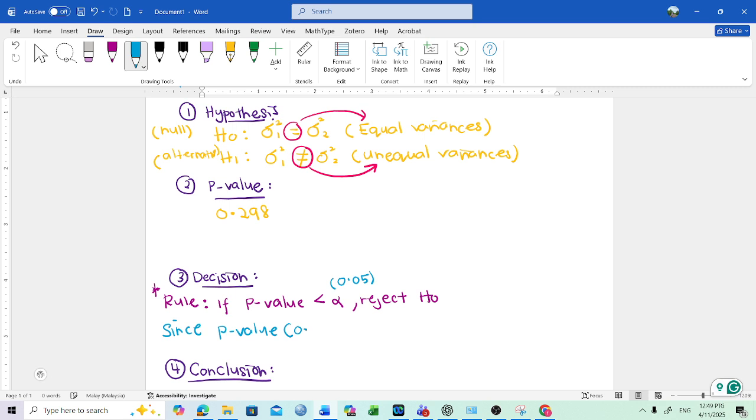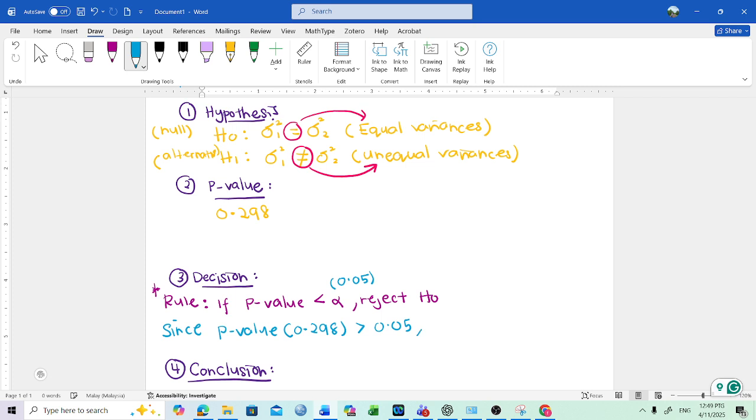0.298 and then 0.05. So this value is greater than, right? 0.298 is greater than 0.05. So this one, we cannot reject. Am I right? Because in order to reject the null hypothesis, the p-value needs to be smaller than alpha. However, our case is greater than.